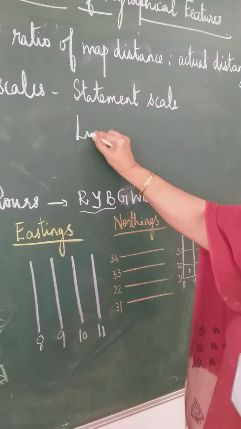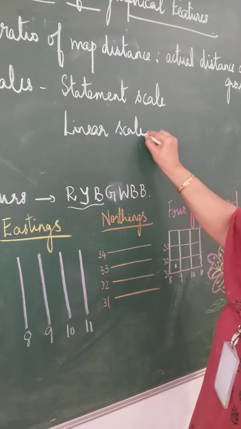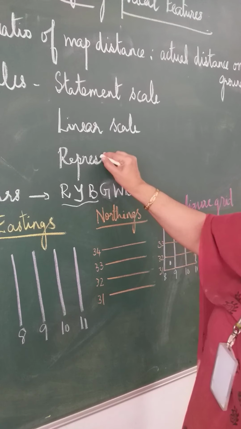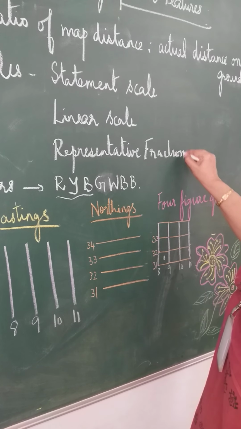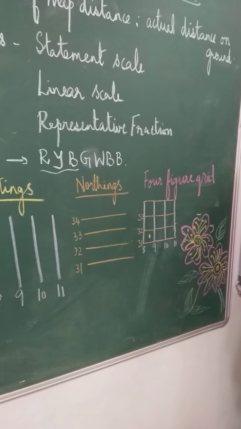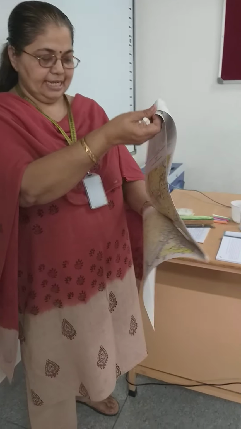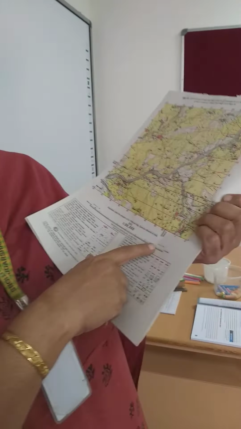The second one was the linear scale. And the third one was the representative fraction. So when I look at a map, a topographical map, what I find is that here we have the scales written below the map. In this map, when it's mentioned 2 centimeter is to 1 kilometer, what it means is that 2 centimeter on this map represents 1 kilometer on the ground. This is a scale in the form of a statement or in words.